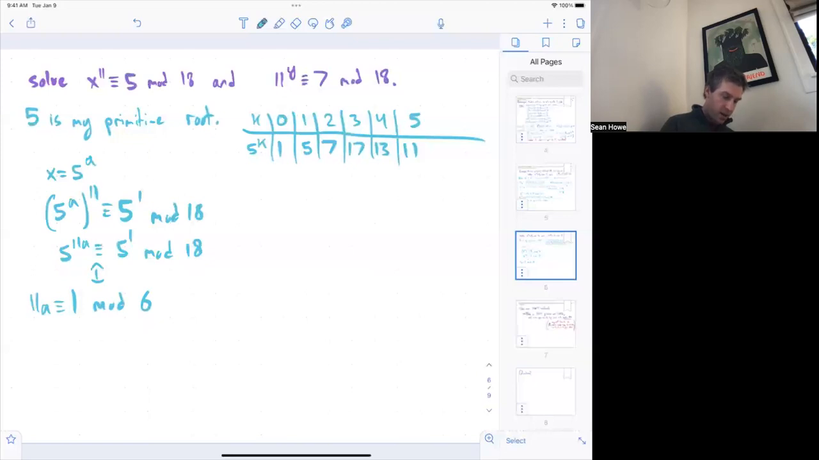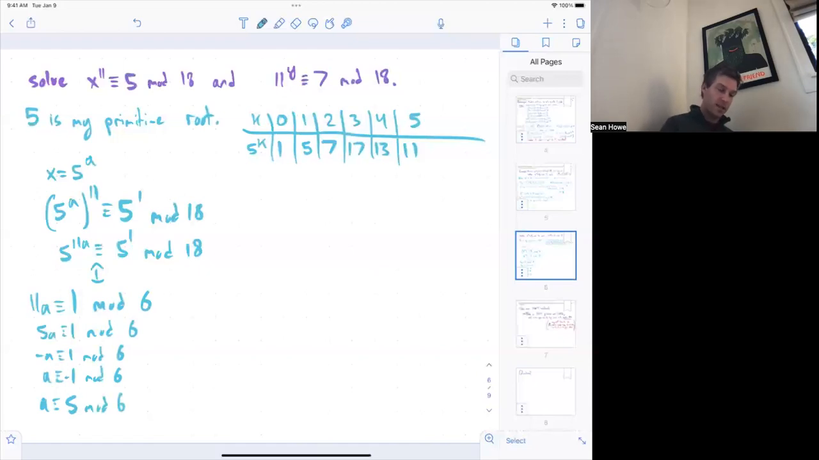Now 11 is congruent to 5 mod 6, so this is the same as 5a is congruent to 1 mod 6. Well, that's minus a is congruent to 1 mod 6, so a is minus 1. Since I didn't compute the minus 1 power, I want to put my power between 0 and 6, so I want the standard solution. In other words, a is congruent to 5 mod 6.